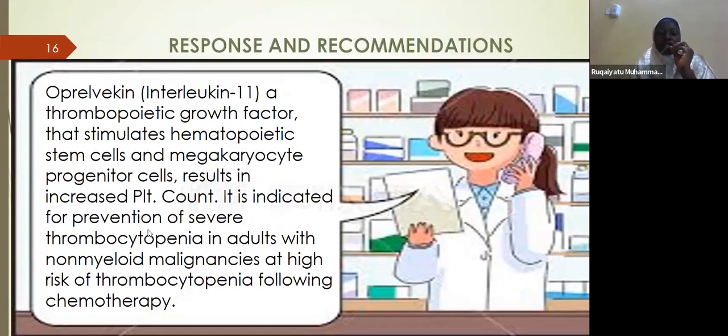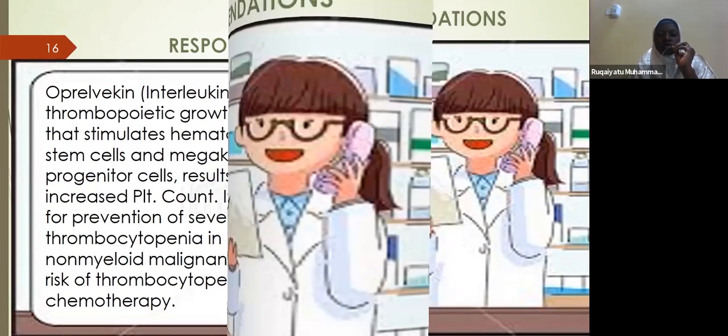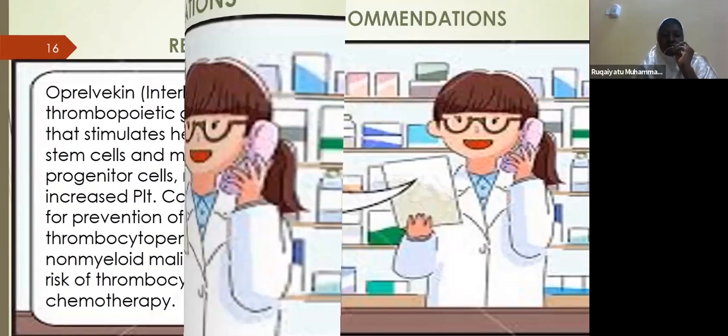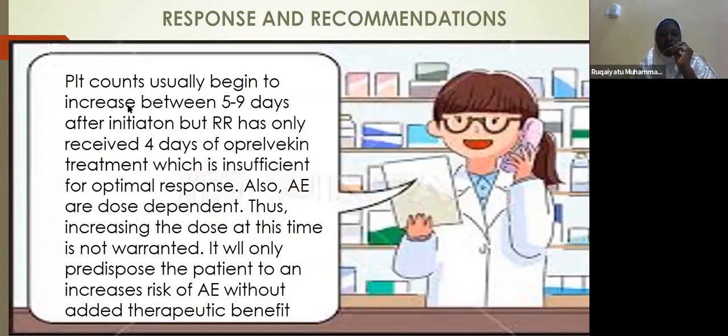It's a thrombopoietic growth factor that stimulates hematopoietic stem cells in the hematopoiesis pathway towards platelets. So it results in increased platelet count. It is indicated for prevention of severe thrombocytopenia in adults with myeloid malignancies at high risk of thrombocytopenia following therapy. So that's after initiation.